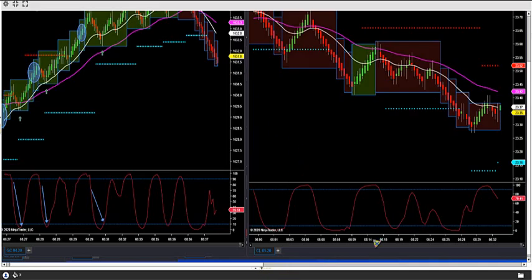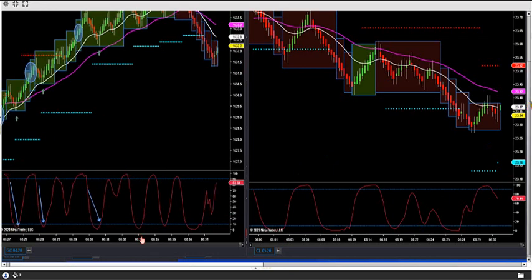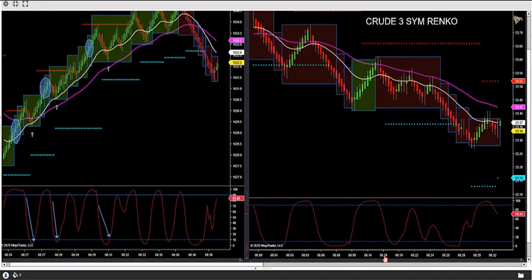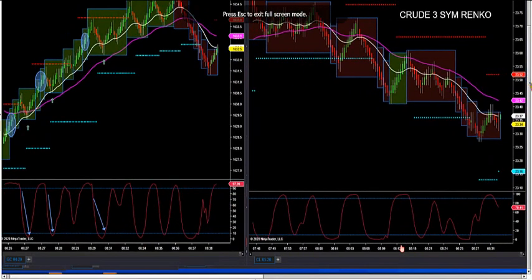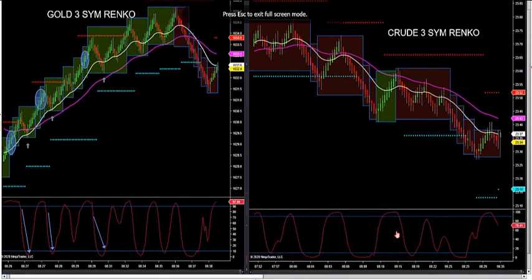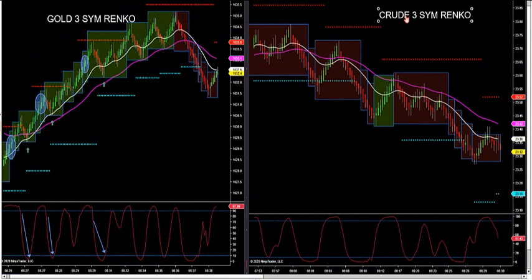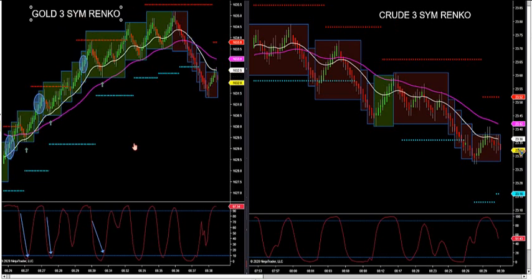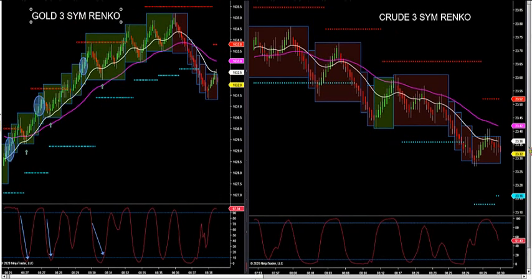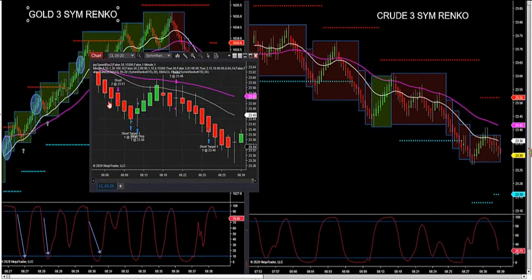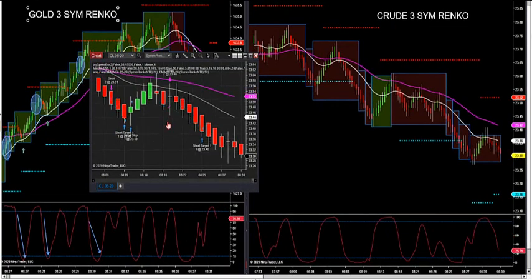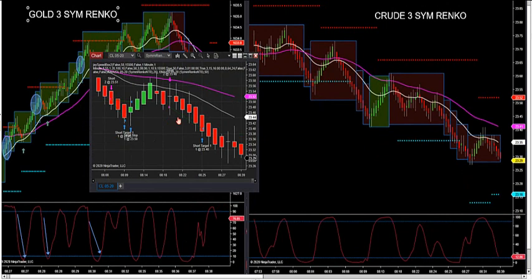Okay, let's go. Recruit. Alright, so I got gold live right now to the left, and I got crude live to the right. Now, what we want to try to do is sell retracements or buy retracements with the overall trend direction. What we have going on right now, the algo currently that you guys are going to be getting is actually short.